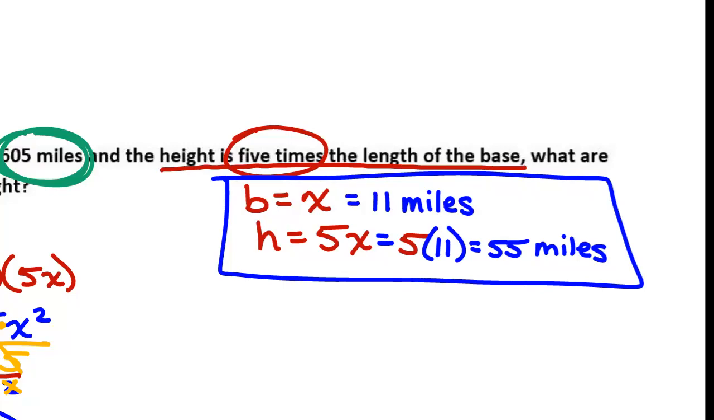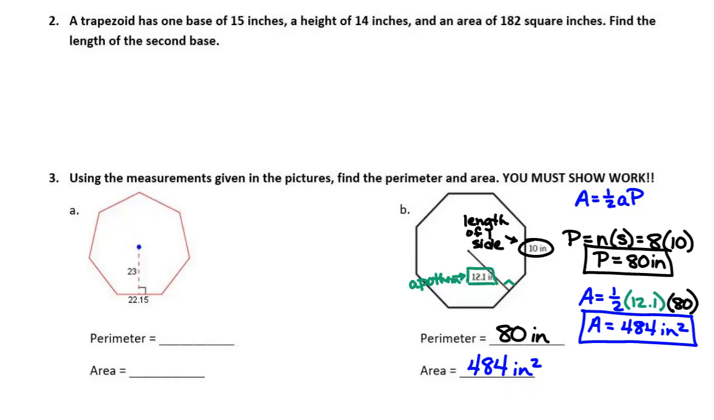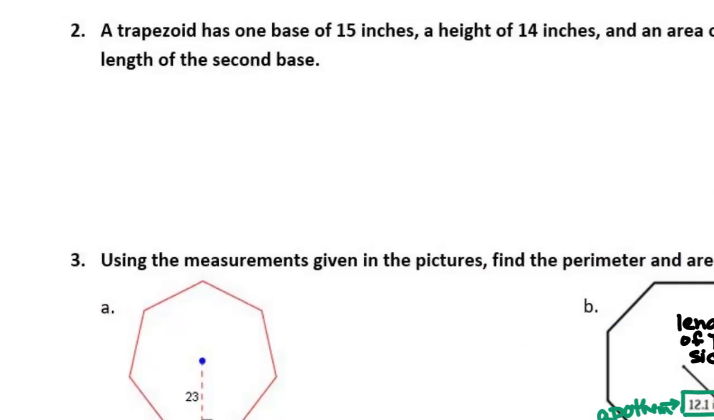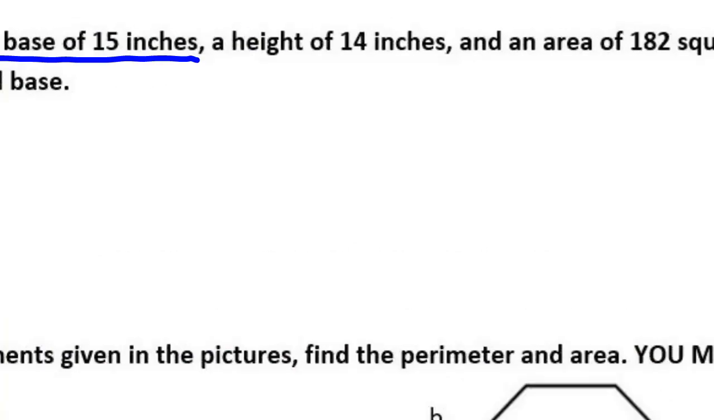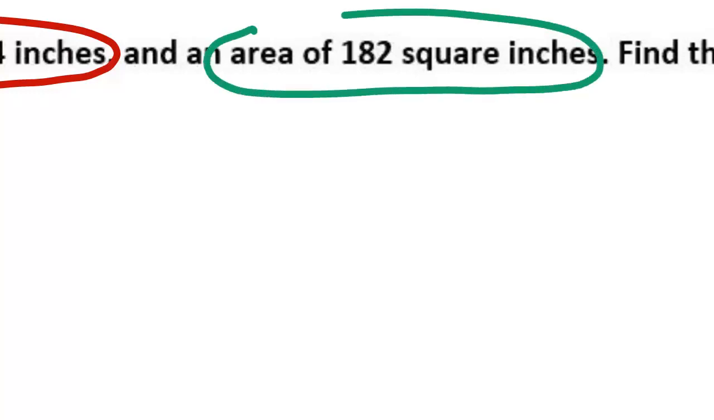Nicely done. What else would you guys like to see? Number 2, absolutely. A trapezoid has one base of 15 inches, a height of 14 inches, and an area of 182 square inches.